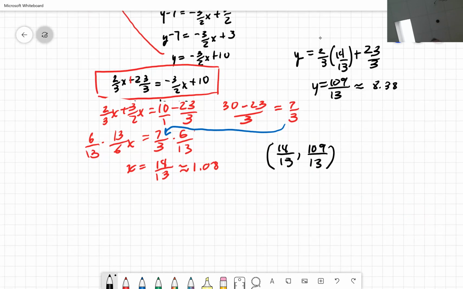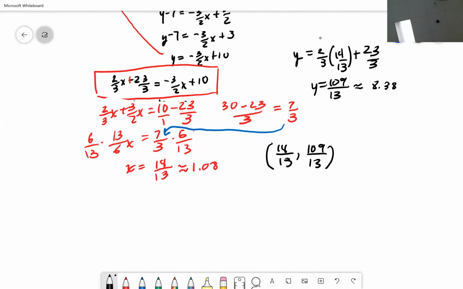Some of you might have wanted to use decimals, and that's fine, but when you use decimals, you're going to have error. I also put the fraction on the side. That's fine. It's preferable to leave it in fractions.